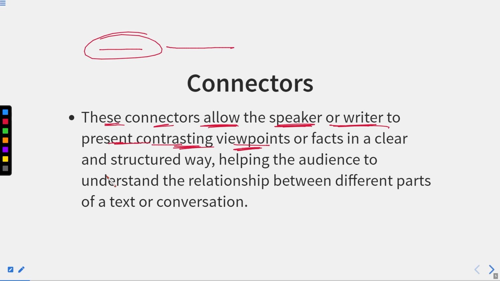It means if he is saying something, he can contradict himself in another statement or another clause of the same sentence or facts in a clear and structured way, helping the audience to understand the relationship between different parts of a text or conversation. So it helps the audience in identifying the relationship between different parts of a text or conversation.